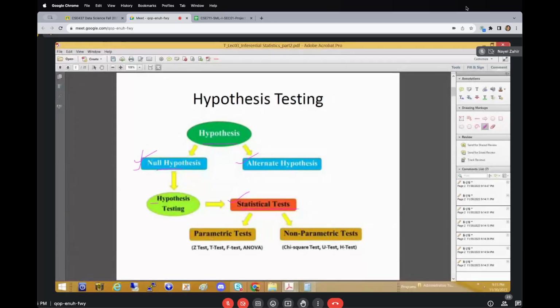So there are several parametric tests and non-parametric tests. The Z and T tests we have done already, and those are actually parametric tests. And some non-parametric tests we have are the chi-square test, the U test and H test. So those are actually our non-parametric tests. Then what is parametric and what is non-parametric?